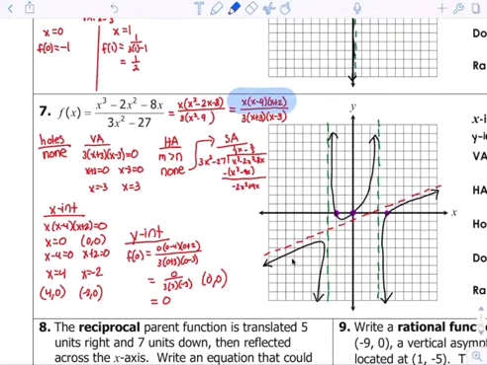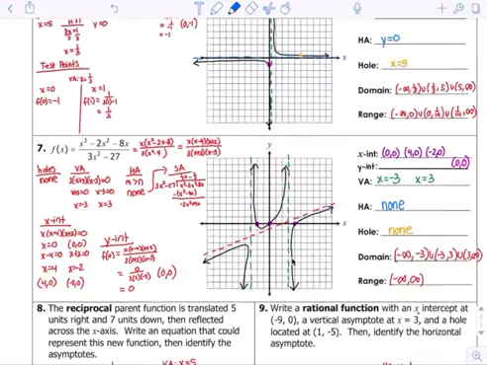X-intercept, set the numerator equal to 0. So that means we're going to have x equals 0, x minus 4 equals 0, and x plus 2 is equal to 0. So we have 0 comma 0, 4 comma 0, and negative 2 comma 0 for x-intercepts. Y-intercept, plug in 0 into the original equation, and we're going to get that it comes out to 0, 0. So we graph all those.